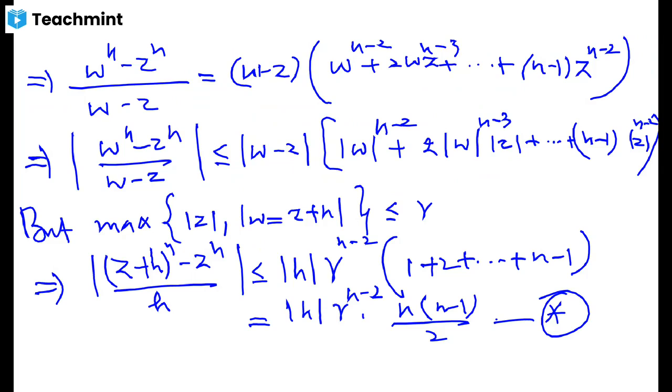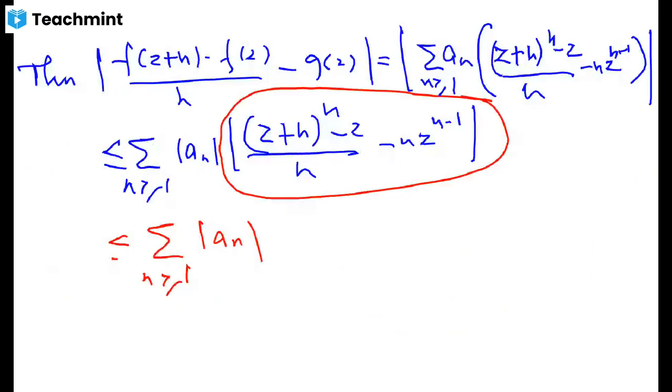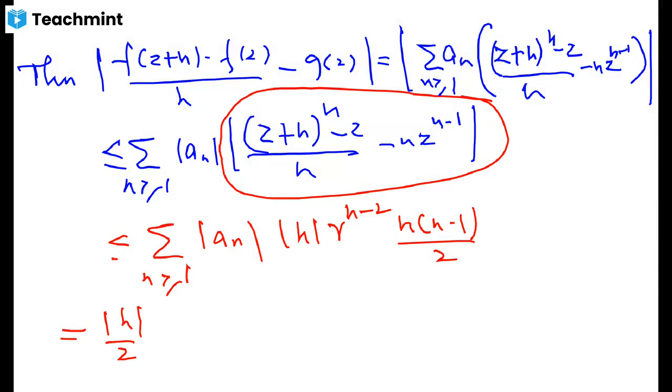This is the estimate that we just obtained: mod of h times r to the power n minus 2 into n into n minus 1 upon 2. There are things that you can take out. You can take out mod h upon 2. You do not need to worry about this thing. What remains is a n r to the power n minus 2. Yeah, this is it.